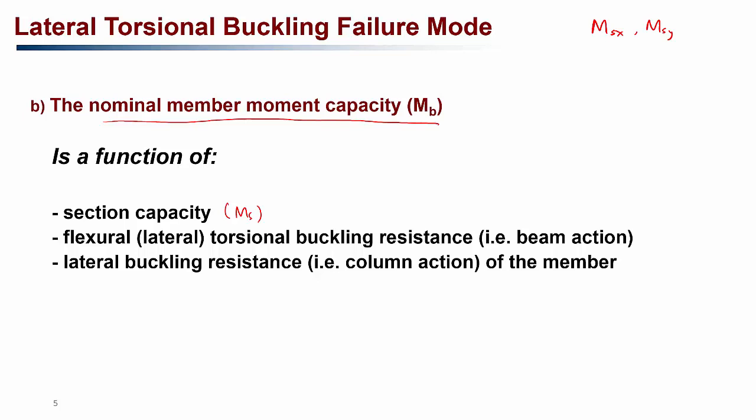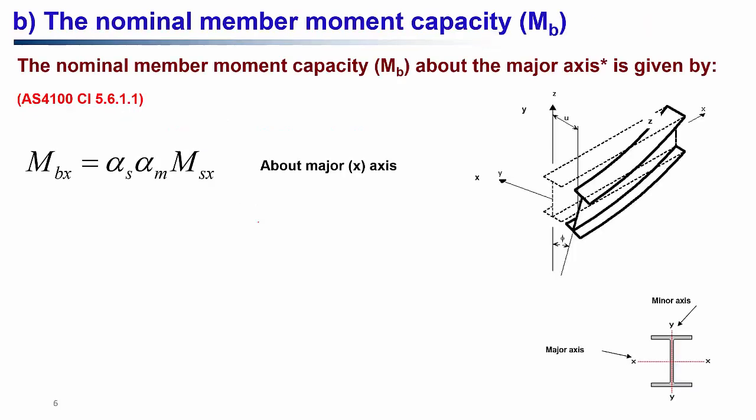So let's have a look at how we find the nominal member moment capacity that takes into account the lateral torsional buckling. Now, the nominal member moment capacity Mb about the major axis, that is if it is bending about the x-axis, as you can see here, the major axis is about x-x, the minor axis is about y-y, is given in AS4100 in clause 5.6.1.1 by this equation.